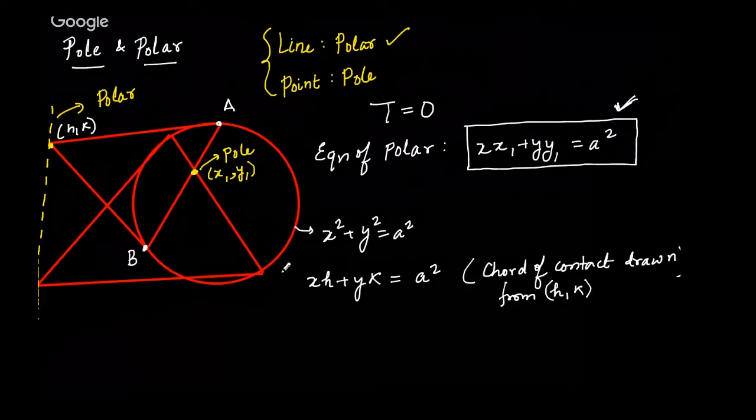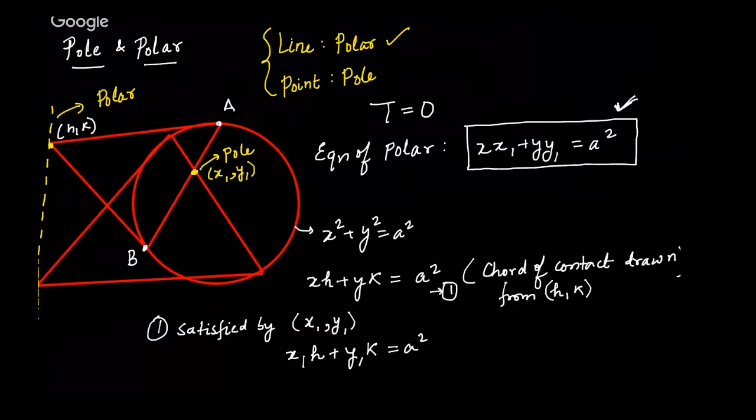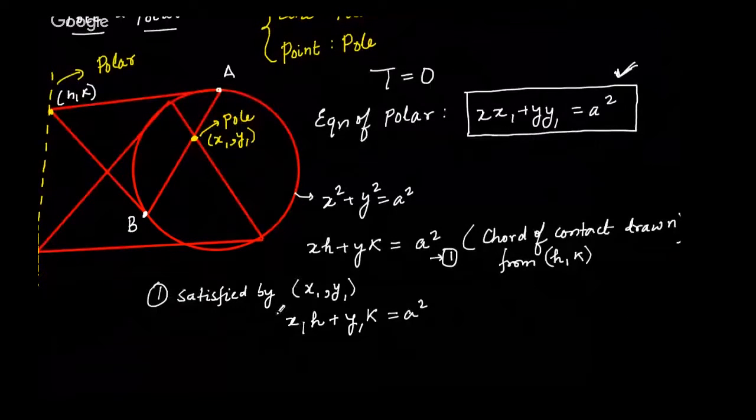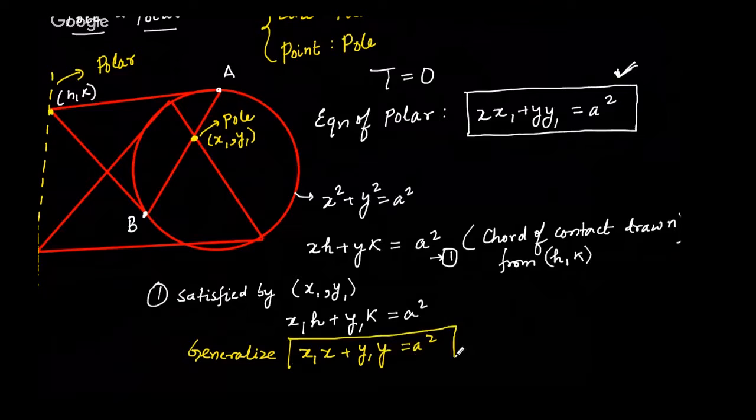Now, this chord of contact, let me call it 1. So 1 is being satisfied by the point x1, y1, because the pole will also lie on the chord of contact. So replace x with x1, y with y1 in equation number 1. Now, if you want to find the locus of h, k, this is the right relation that you have got between h and k. Now you generalize over here. When you generalize it, you get x1 x plus y1 y equal to a square, correct? Now it may sound as if I'm skimming over it here, but that's the truth. If you find the chord of contact from h, k, it is going to be satisfied by x1, y1, and you just generalize your h and k with x and y. And hence we get the equation of the chord of contact.